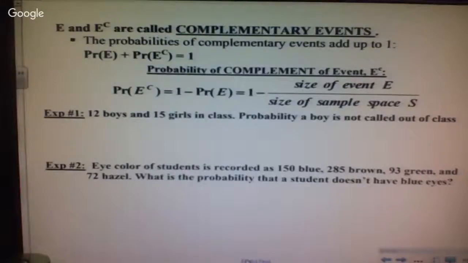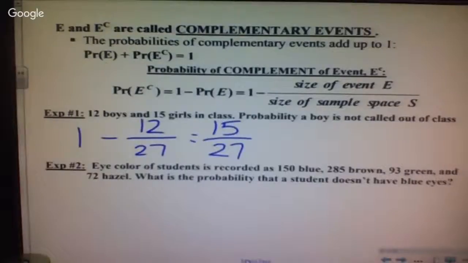So for instance, example 1. We already found out that the probability of a boy is 12 out of 27. Well, if I subtract that from 1, that's going to give me 15 out of 27. Okay, so this was the probability of a boy, which means my answer when I subtract is the probability of a girl. So if you take the whole and you get rid of the boys, you're left with the girls.